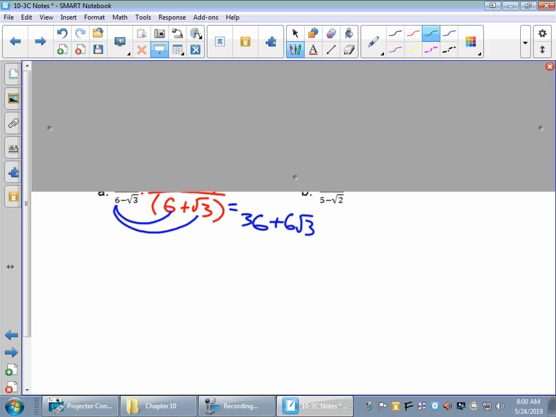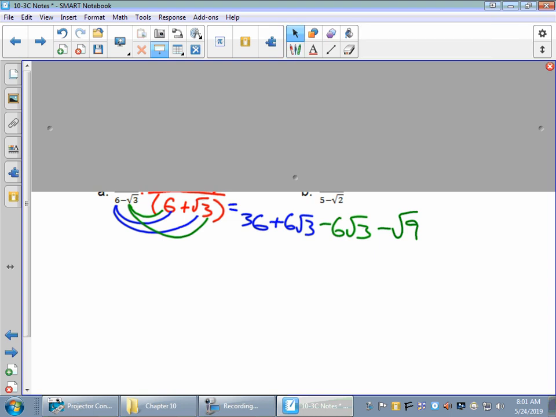So I've got the negative square root of 3 times 6. You've got a negative sign, so it's a negative, number 6, radical square root of 3. And then finally, we've got the square root of 3 times the square root of 3. One's positive, one's negative, so I know it's going to be a negative. And the square root of 3 times the square root of 3 is the square root of 9.